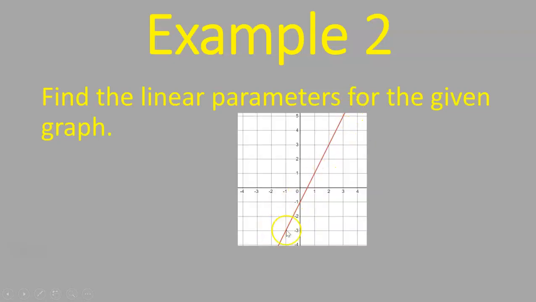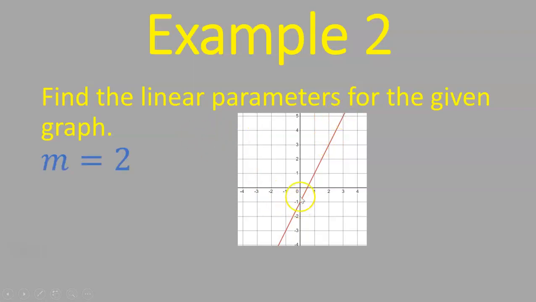Okay, so here's a graph. We know that linear systems graph lines. The slope you can count off. If you pick a point that you know it goes through, we're going up 2 units and over 1. You can do it again here: up 2 units and over 1. Up 2 units, over 1. So your slope is 2 over 1, or 2.